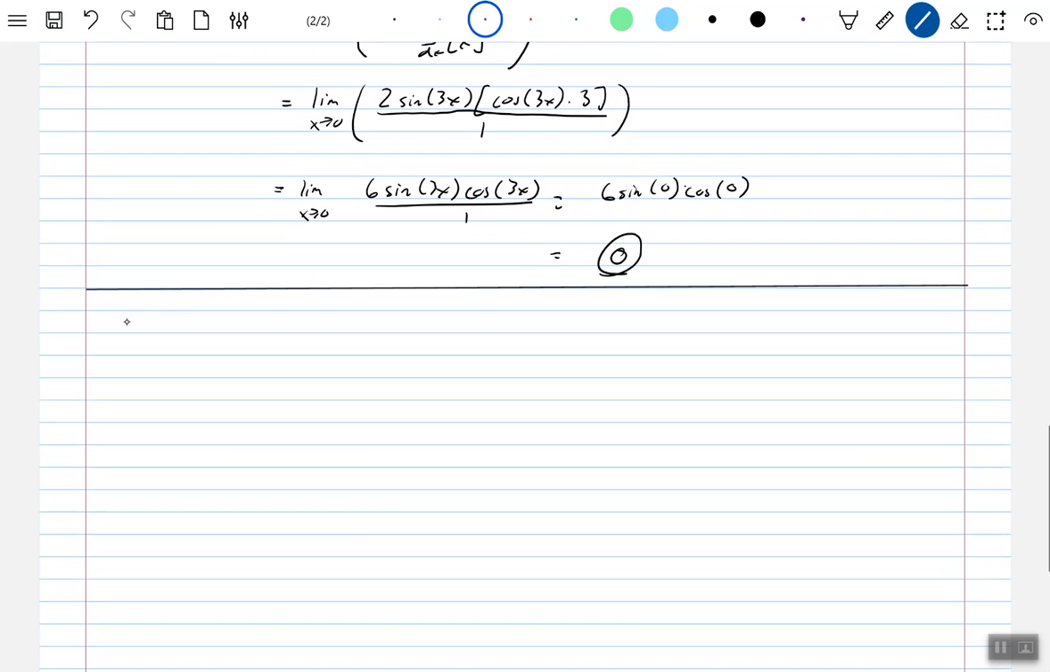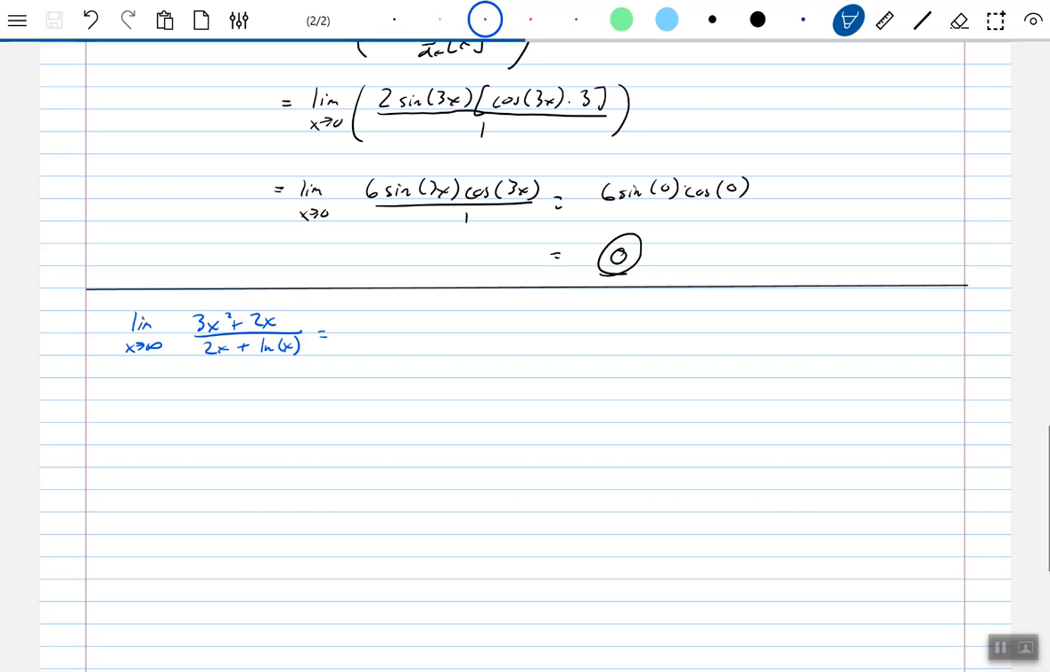Suppose we want to evaluate the limit. Good God, I do that every time. Evaluate the limit as x goes to infinity of 3x squared plus 2x over 2x plus the natural log of x. Now, we are taking an infinite limit of this rational function. And since we're taking the limit as x goes to infinity of this function, another way of thinking about it is, we're asking, does this function have a horizontal asymptote? That's another way of thinking about what we're asking here.